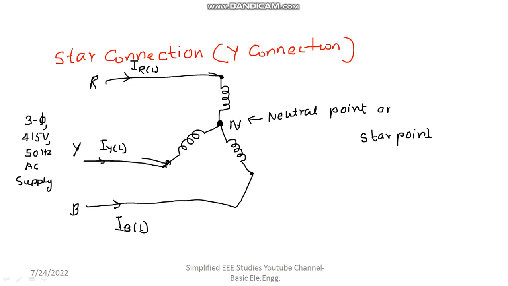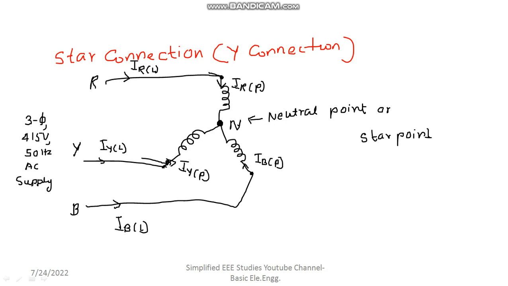Then, obviously you have to consider the phase current also. What is phase current? The current flowing through the load or each phase. So this is the load current or phase current. I will write it as IR phase. Which one is IY phase? Obviously this is your IY phase. And this is your IB phase.